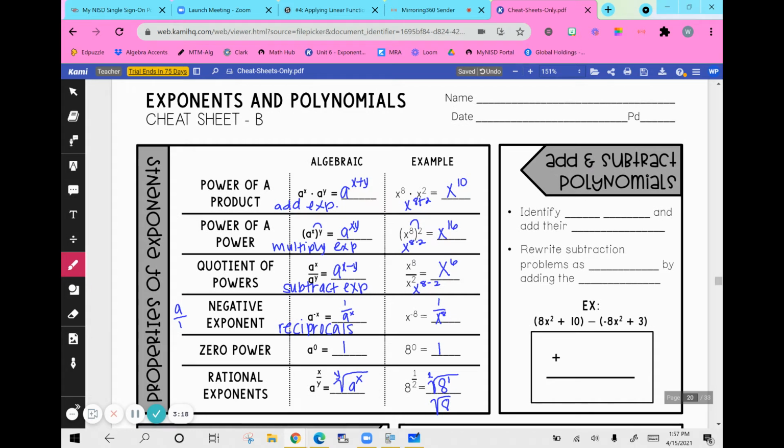When we are adding and subtracting polynomials, the first thing that we have to do is identify the like terms and add their coefficients. So we're just simplifying the expression, okay? You're going to rewrite subtraction problems as addition by adding the opposite, okay? And I'll show you what I mean.